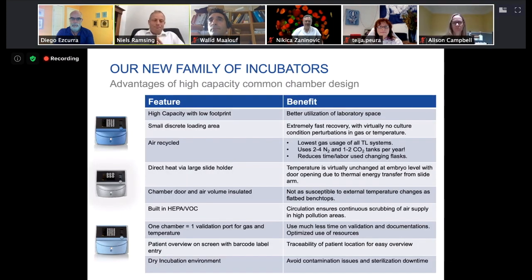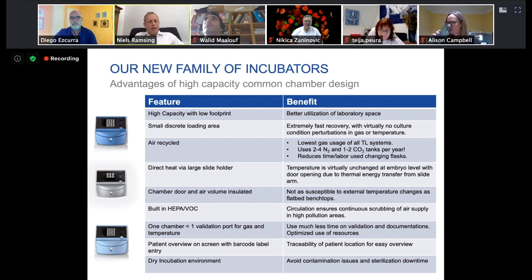Yeah, so there are certain features of this system that they have in common. They have in common that they are very compact instruments, so they can handle between 15 and 25 patients, depending on which model we're looking at. If you go for 15 patients, there's room for 16 embryos for each patient. If you go for 25 patients, there's only room for 6 embryos, which is quite useful in low stimulation situations. We have a very small discrete loading area. I talked about that. I talked about the recycled air.